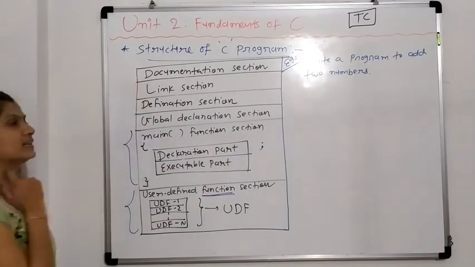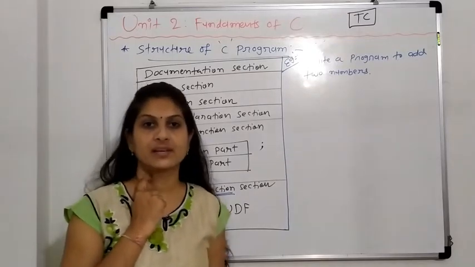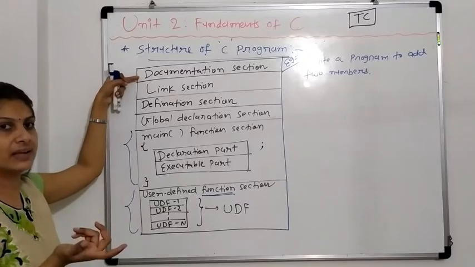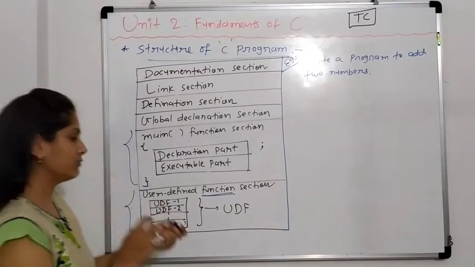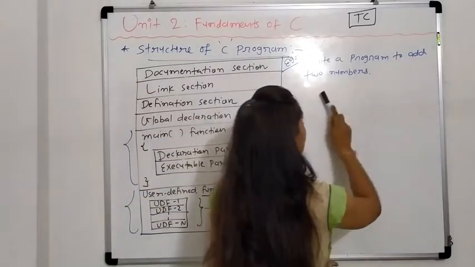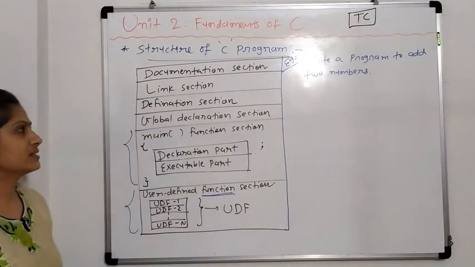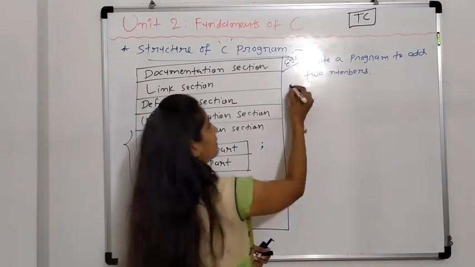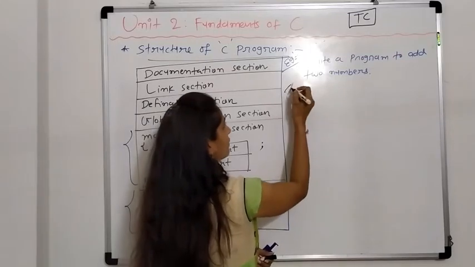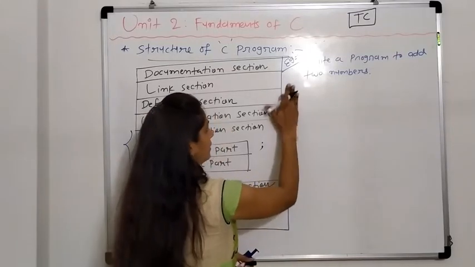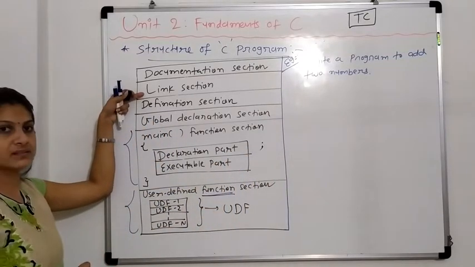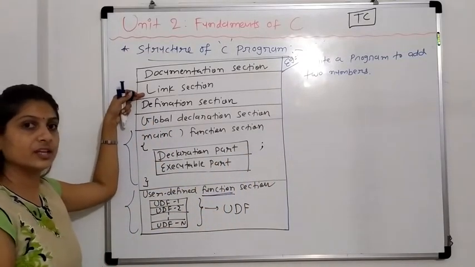Now the documentation section is not a compulsory section. You can skip this section. If you want, then add it with a comment line. Here we are not using any comment line. We do not need the documentation section, so we skip it. If you want, then write with double slash or with slash star. Clear? Now, the second section is compulsory and that is our #include.